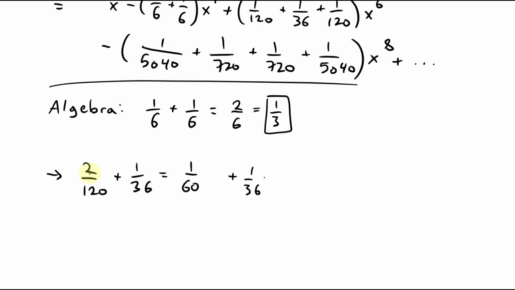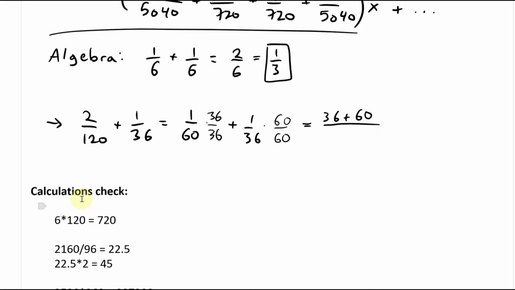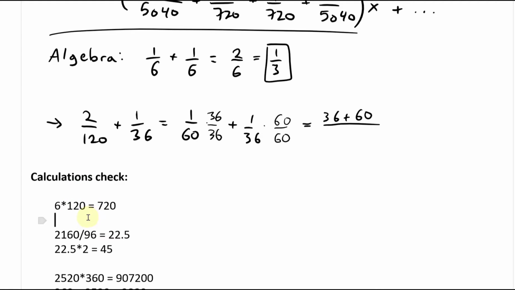And now what we're going to do is multiply the top and bottom to get the same denominator. So 60 over 60 here. This one's 36 over 36. So then this equals 2, and this equals 36 plus 60. And then the other one is 60 times 36. We can calculate that one up, or I'll just scroll down here. Calculations check, just put it here. So we have the 6 times 120 just from earlier. And then the next one's going to be, let's do 60. Whoops. Yeah, just remove this bold. This is going to be 60 times 36.